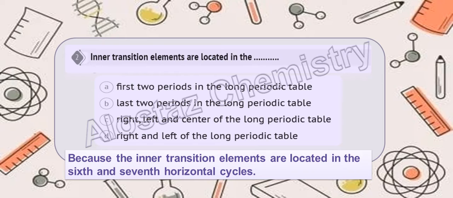So for the inner transition elements, we have the first transition element, and the second and third, and the last one we call the 6 and 7 horizontal periods, the inner transition elements. So the right answer here will be letter B, last two periods in the long periodic table. It means that they are the last ones containing the inner transition elements. Okay, let's go to question 3.